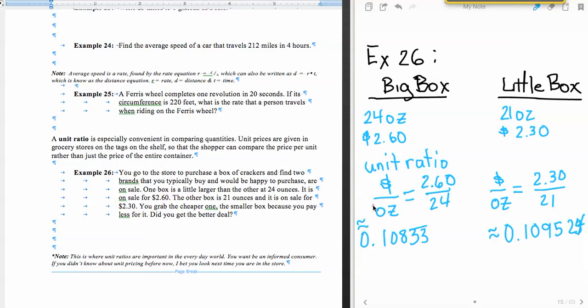And where we usually round these is to the nearest tenth of a cent, which is right here and right here. And so this one, we would say the unit ratio on this is $0.108 per ounce. And this one is $0.110 per ounce. And so it shows that this one is more expensive than this one per ounce. So this one is your better deal. And that's where unit ratios can come into play in real life.